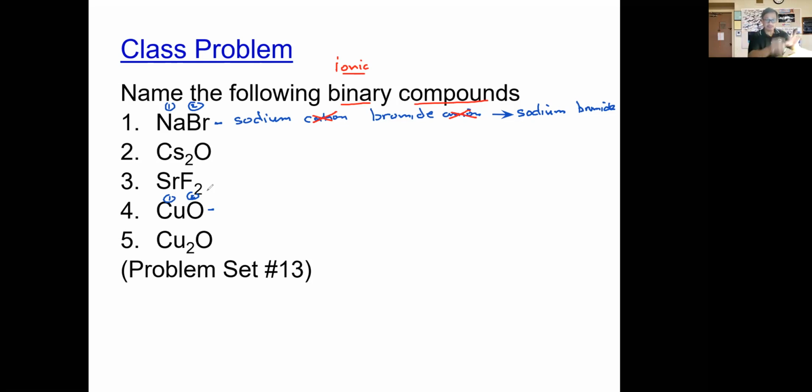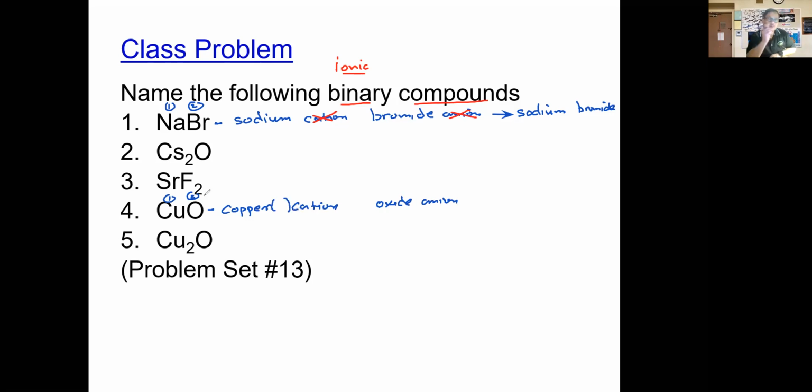We can go ahead and name this very straightforward. We're going to write down the name of the cation, which is going to be copper. So it is the copper cation. And the name of the anion is going to be the anion from oxygen, which is going to be the oxide anion. And then before we finish up and write the name here, we have to make sure we include the Roman numeral here.